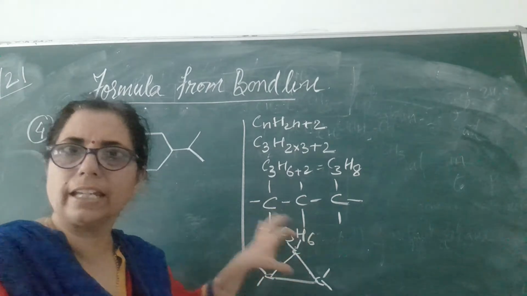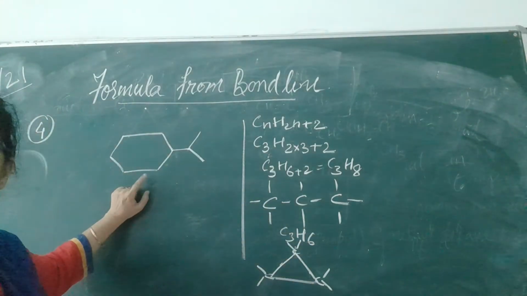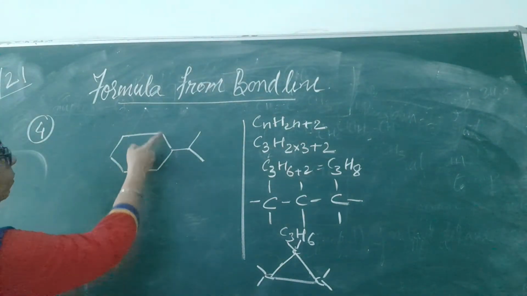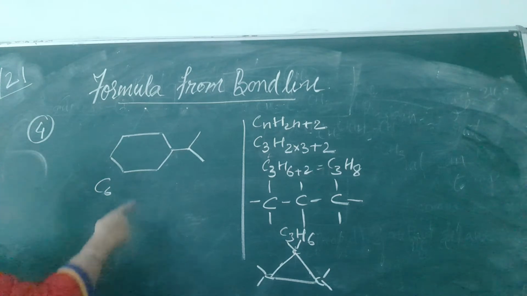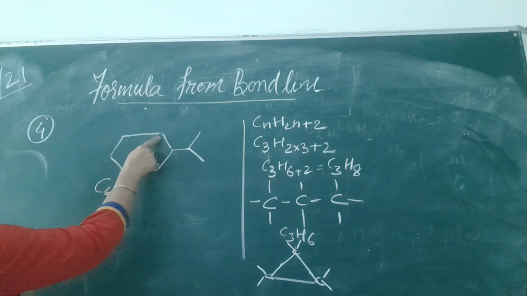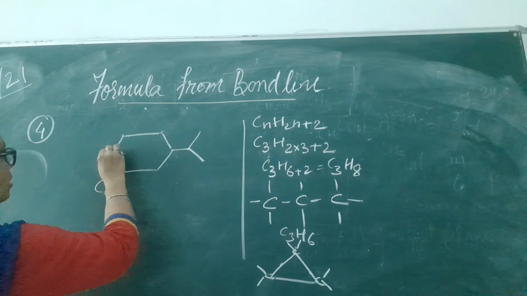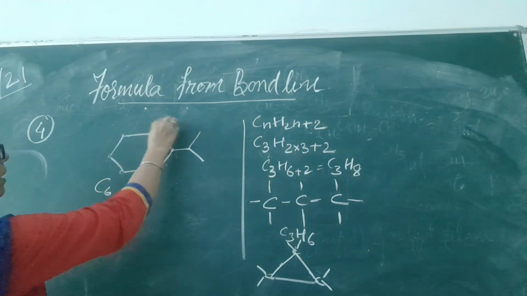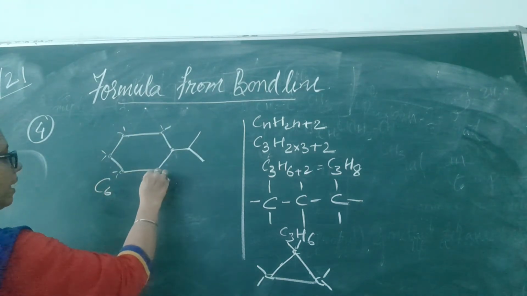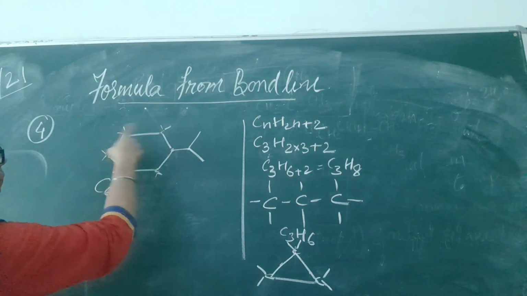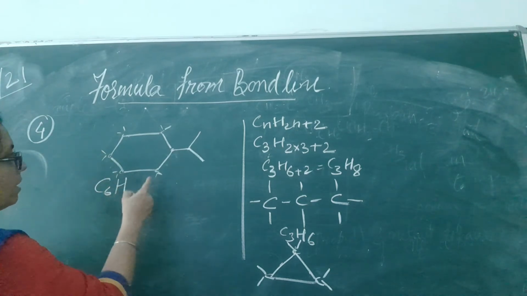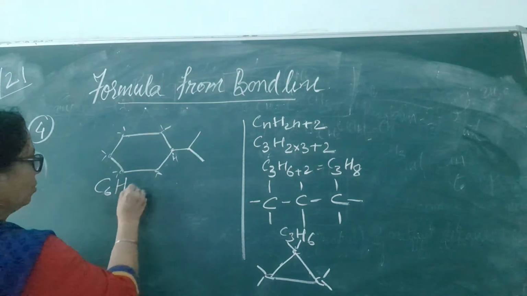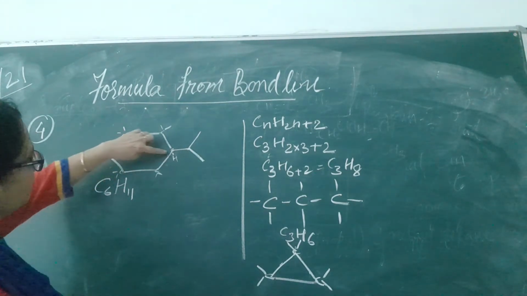Now, with the same concept, we can give the formula for bond line structure also. So, how many carbons are in the ring? 1, 2, 3, 4, 5, 6. 6 carbons are there, and for hydrogen, consider each carbon. For each of these 5 carbons, there are 2 hydrogens. That means 2, 4, 6, 8, 10. So H is 10 here and 1 hydrogen here. So that means total 11. H11 is there. Then C6H11.